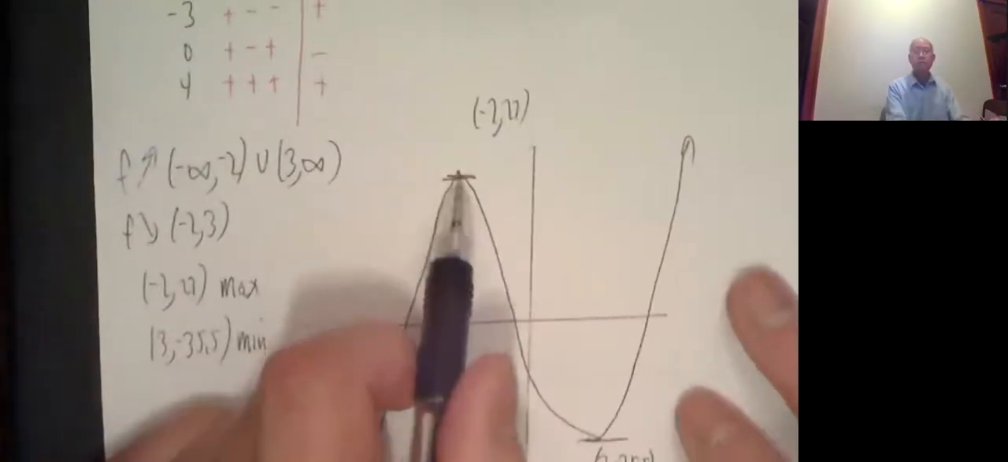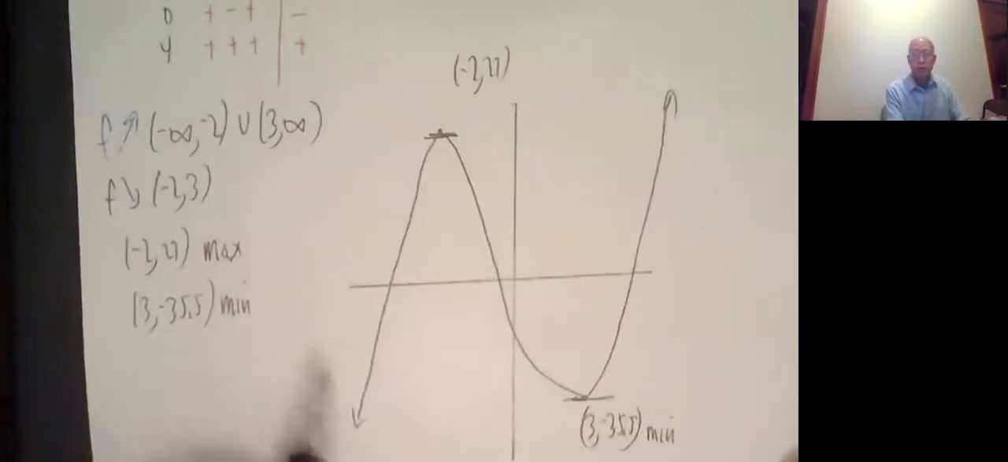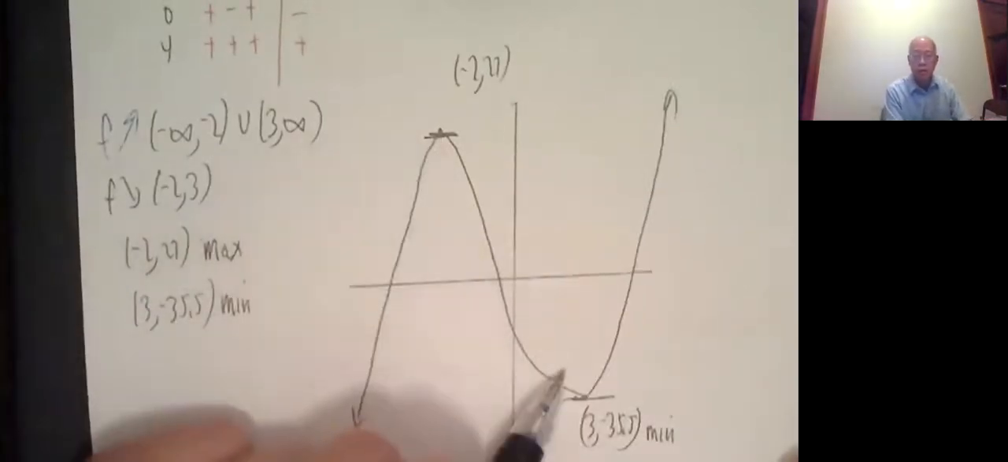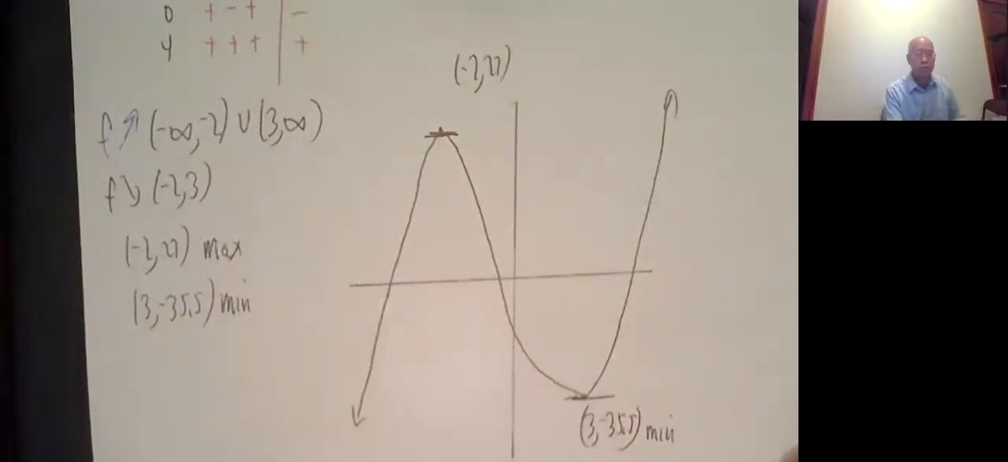So here we go. Horizontal tangent, slope is 0. Slope is 0. Up, down, up. So you can see this is a maximum, and this must be a minimum.